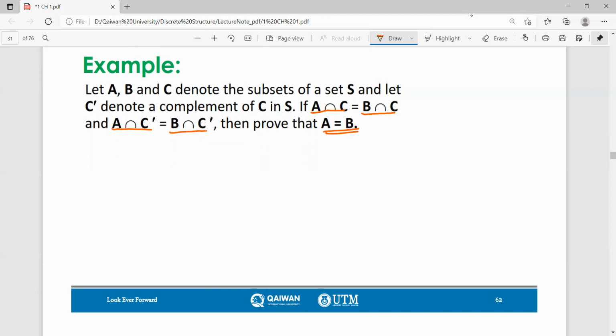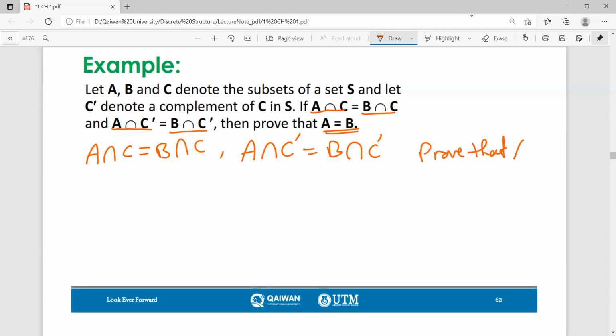So the given things are A intersection C equals B intersection C, and also it's given that A intersection C complement equals B intersection C complement. We are given these two things. What should we prove? We should prove that A equals B. How? Here we can prove this by taking elements.